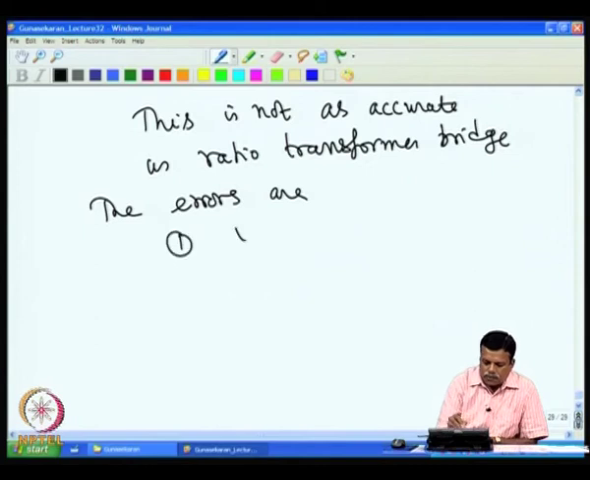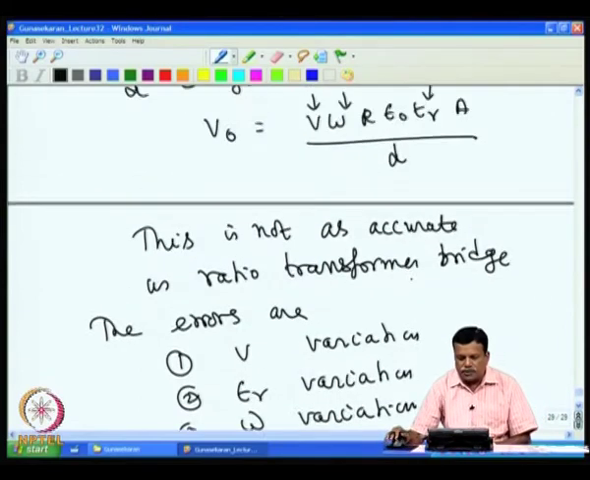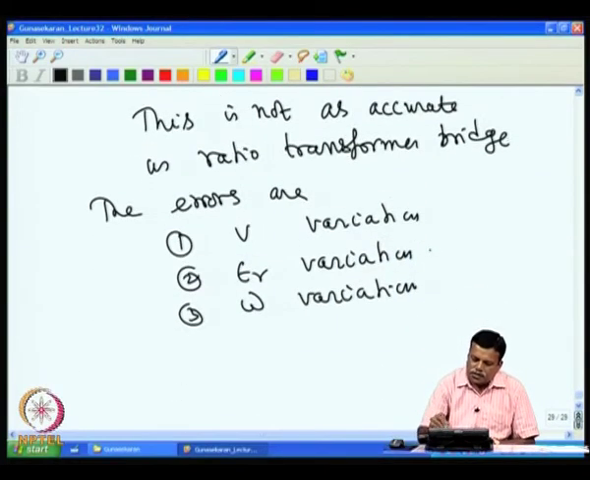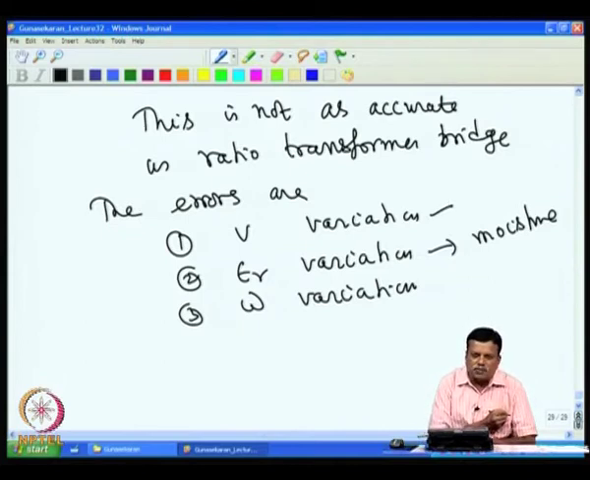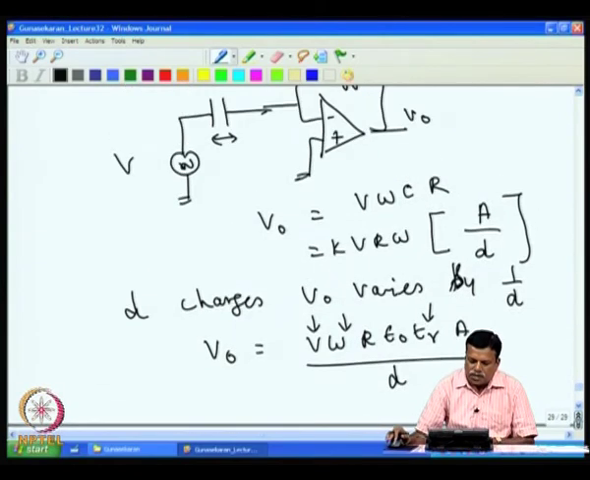This is because the errors are V variation, epsilon R variation, and omega variation. These are very serious problems, because epsilon R can vary because of moisture, and then the source voltage can vary, and the frequency can vary. These problems are not there in the earlier circuit, that is the ratio transformer bridge circuit. So, we have to see how to minimize these errors.